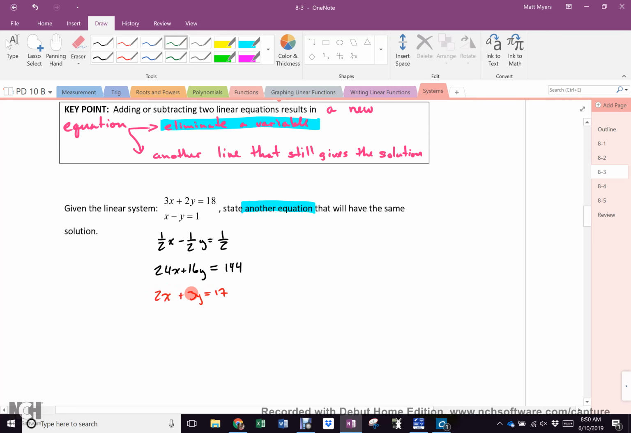Who wants to give me another one? He waited patiently. Austin. 4x plus y equals 19. Absolutely correct. He added them. Beauty. Give me another one.